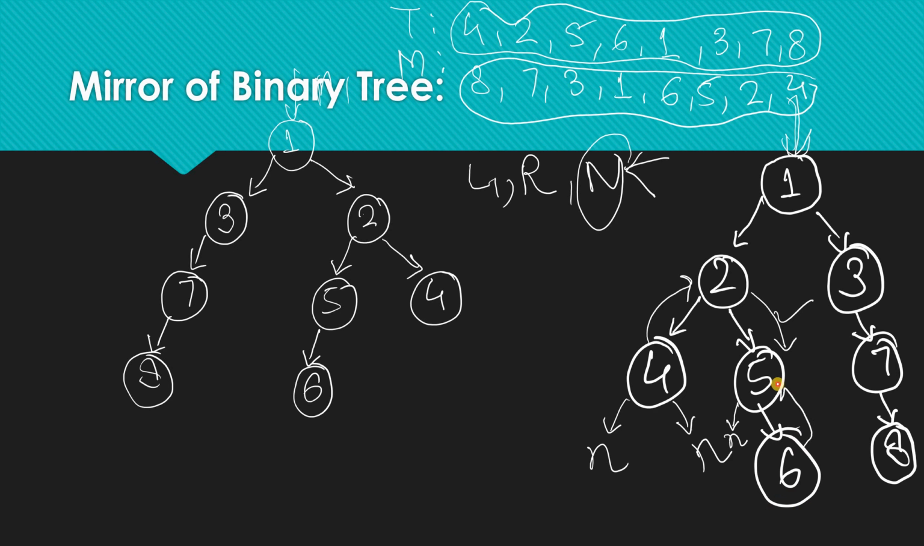Now we'll go back here for 5. The left and the right side both are explored. So now we reached the node. So again what we will do is swap the left with the right. So what will happen here?